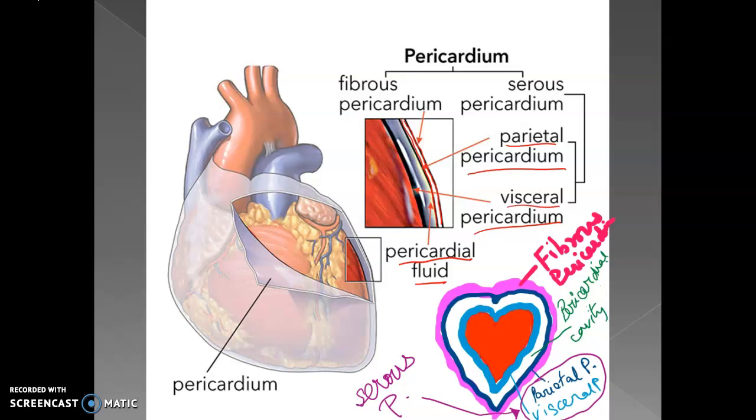Superficial to this, there is a pink layer, and I have labeled that thick pink layer as the fibrous pericardium. Hopefully this is clear.